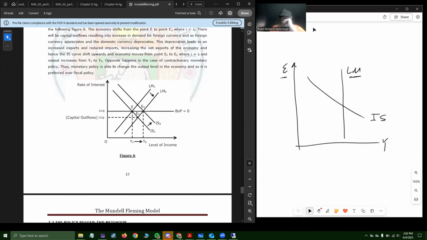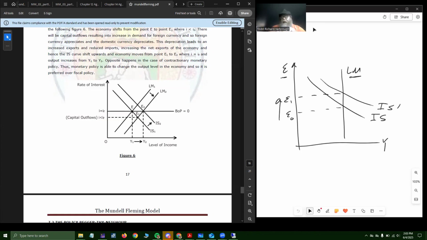So in particular, let's say the federal government decides to run a fiscal expansion. All else equal, we know that's going to cause an IS curve shift to the right. And the ultimate result of this is that the exchange rate increases from E0 to E1.